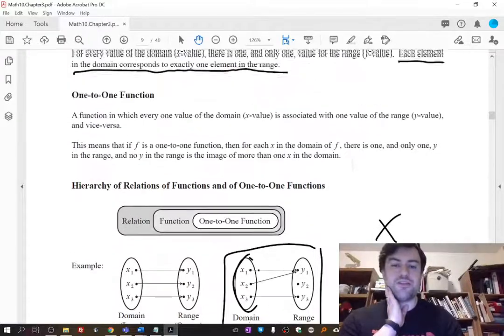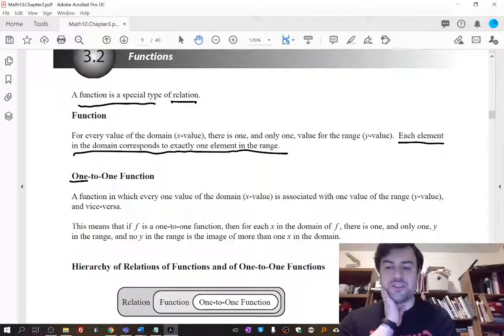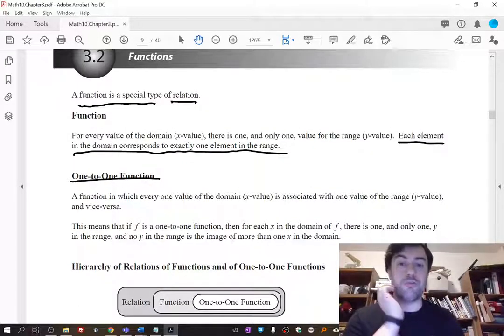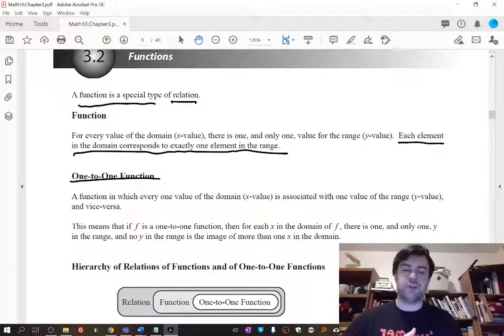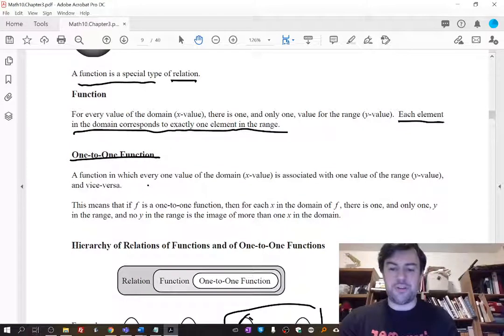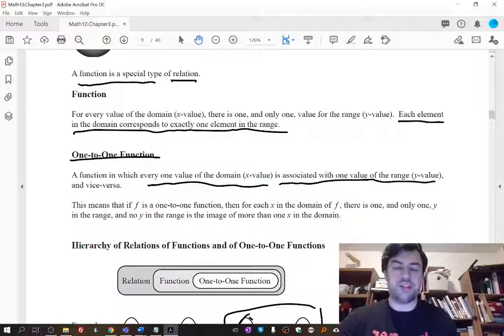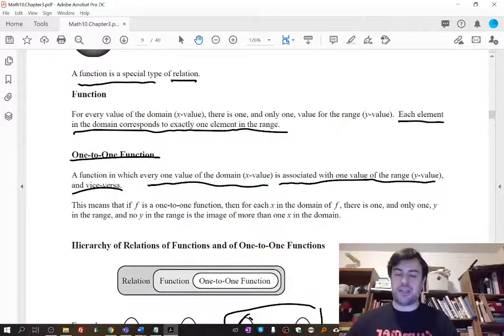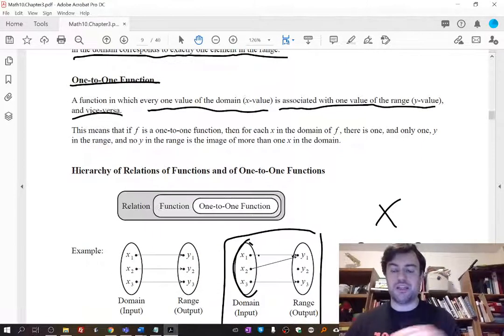There is a second type of function that has even stricter rules, the one-to-one function. So in the one-to-one function, basically the rule is that every one value in the domain is associated with one value in the range and vice versa. So in other words, you can't have multiple arrows coming into or out of either the domain or the range.